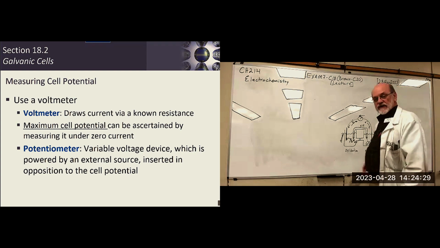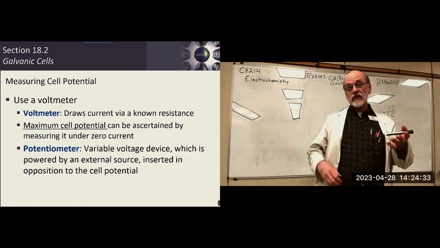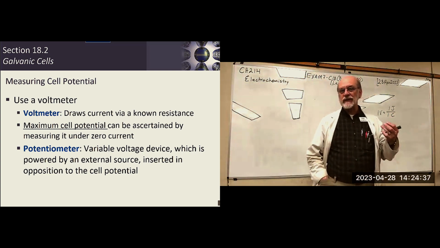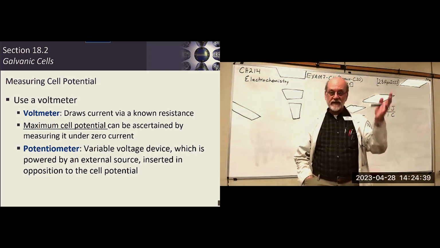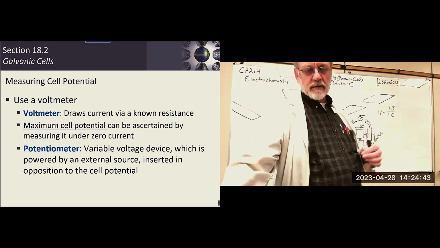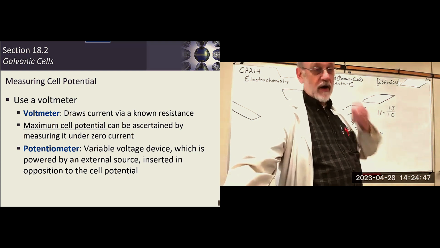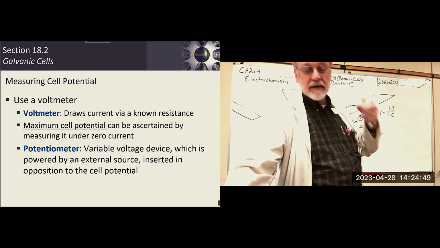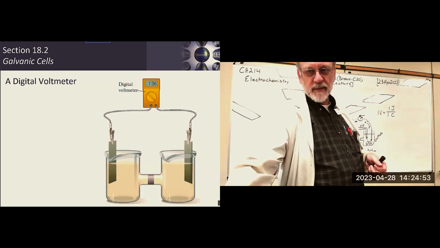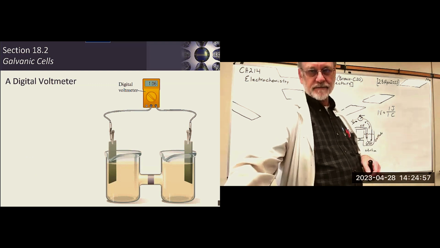Okay, those are the two ways. Voltmeters, actually, when you go to the store and buy one, you're not going to get a voltmeter. You're usually going to get a multimeter, which will do several things. But voltmeters are a lot cheaper, and they serve our purpose. Okay, there's a digital voltmeter, and it measures the potential for that cell.